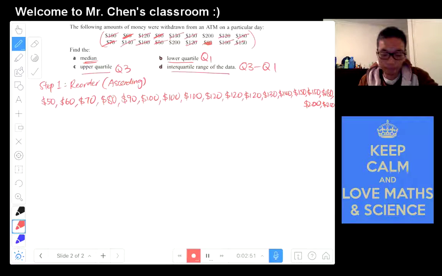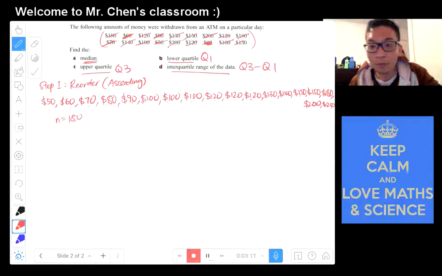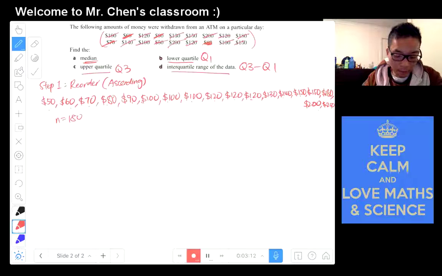So what happened here is once you rearrange it like this, you want to count how many sample size you have. So you have 1, 2, 3, 4, 5, 6, 7, 8, 9, 10, 11, 12, 13, 14, 15, 16, 17, 18. So we know our n is 18. So n there refers to sample size. We have 18 n, 18 sample.